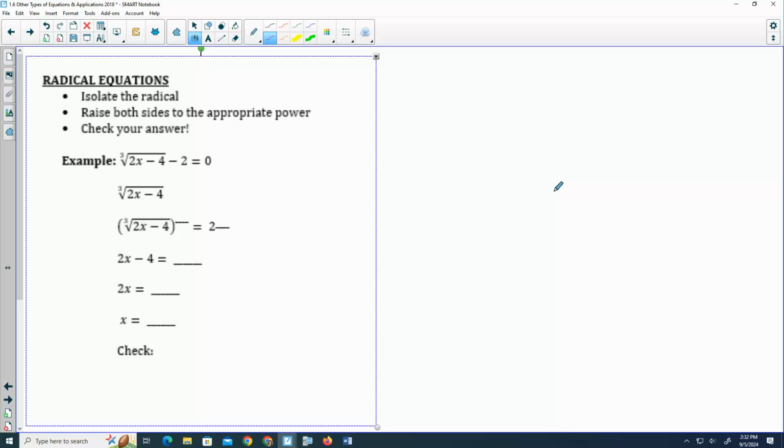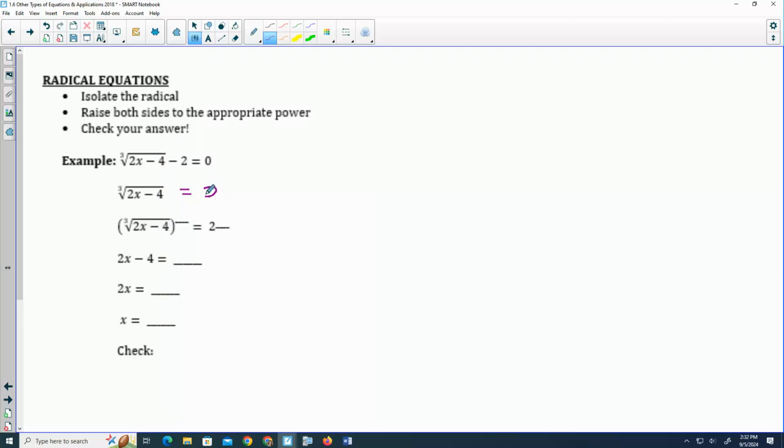All right, radical equations. So something with a cube root, square root, something like that. Our goal, we want to get rid of that radical. To do so, we have to isolate it and then use a power to get rid of it. So on this one, what would you do first? Add the 2 over. All right, if I want to get rid of a cube root, what would I have to do? Cube each side.